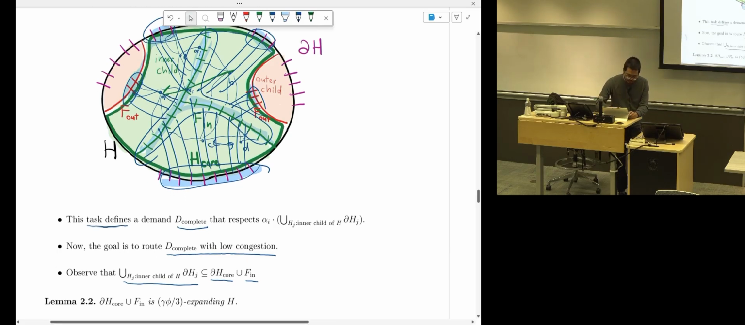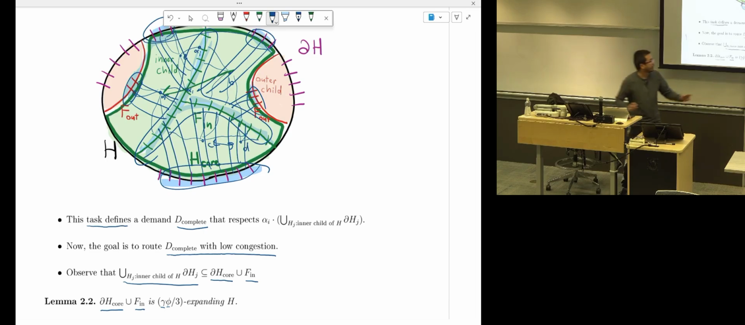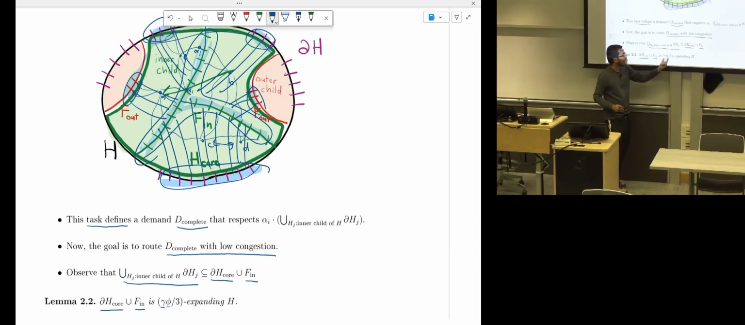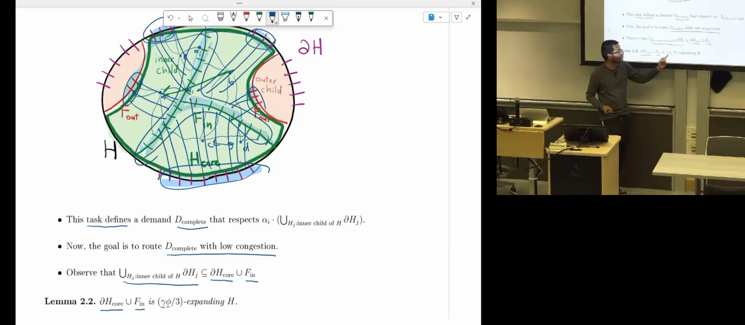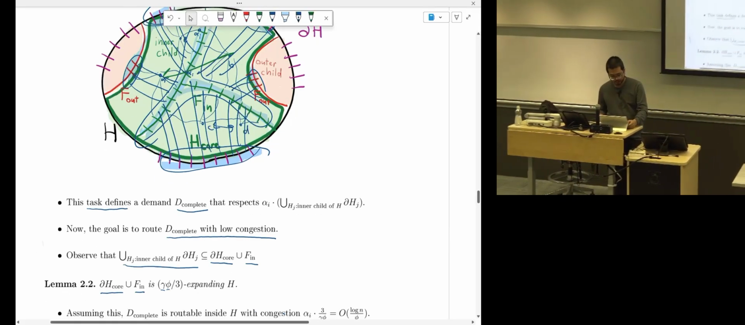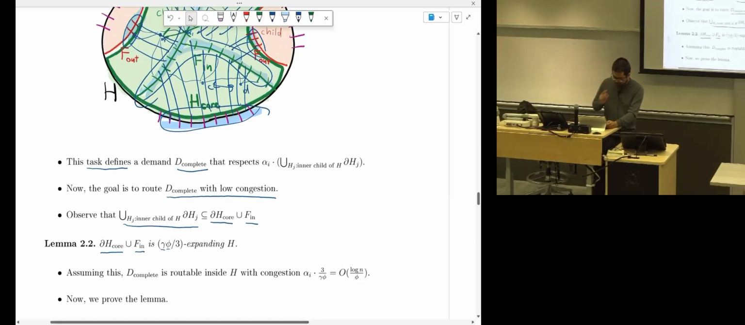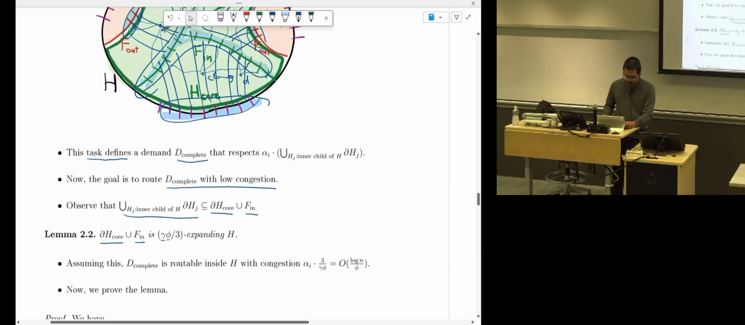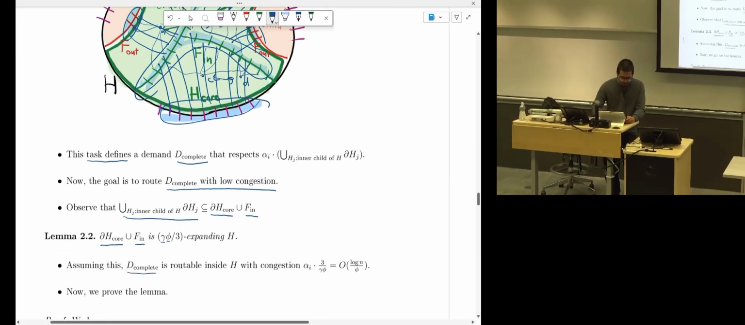But I claim that F in union with the boundary of the core is something like gamma phi expanding. So it's a bit worse than phi expanding by a log n factor. Gamma is like 1 over log. So why is that? Yeah, and if you assume this, you are done.